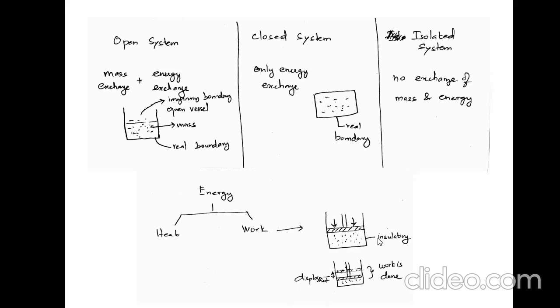So here you can't add any mass, but the energy is being transferred. That is a closed system. It may be heat, it may be work. I already gave an example yesterday, right? In an isolated system, there is no exchange of mass and energy. In a closed system, you can't add any mass, but energy transfer can happen, right?